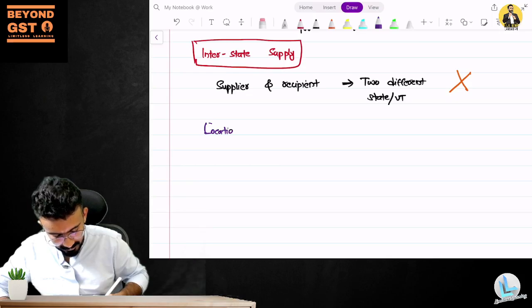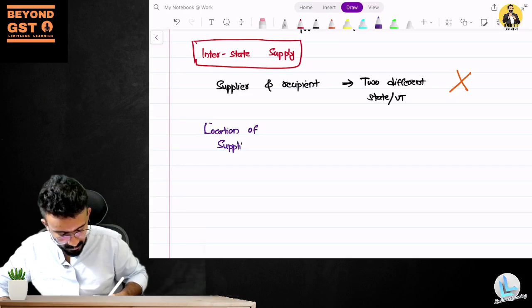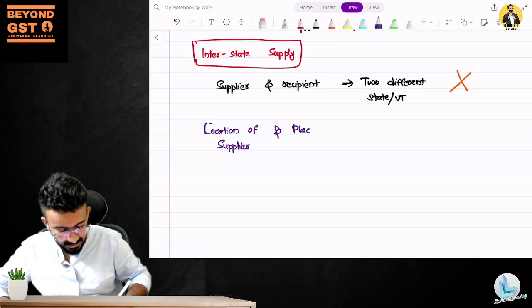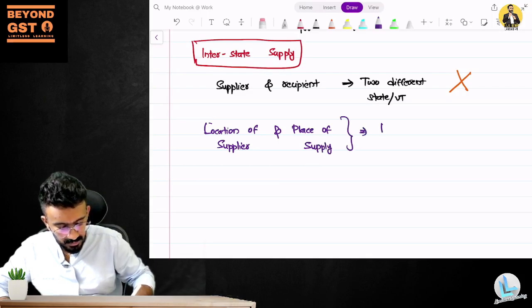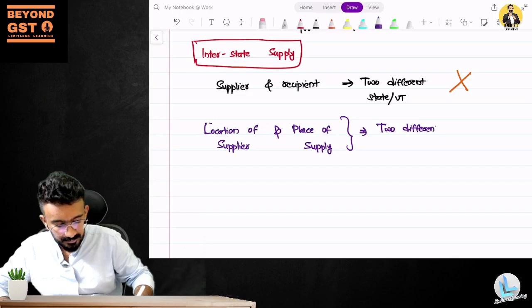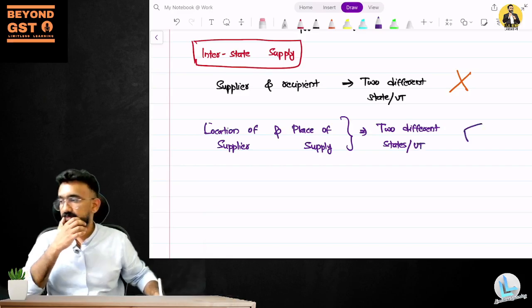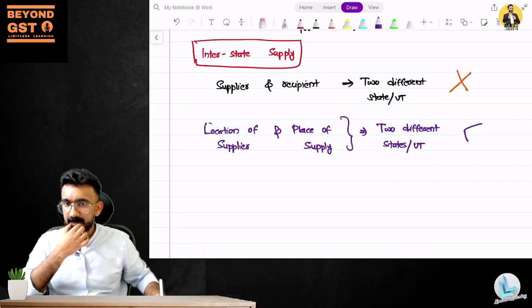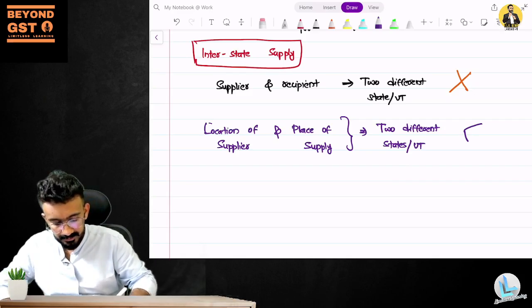location of supplier and place of supply are in two different states or union territory. This is the correct concept. Are you guys understanding?